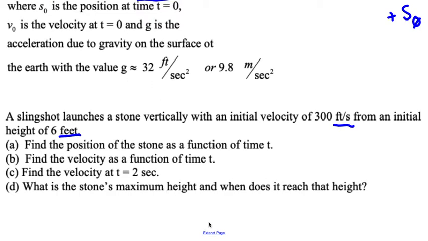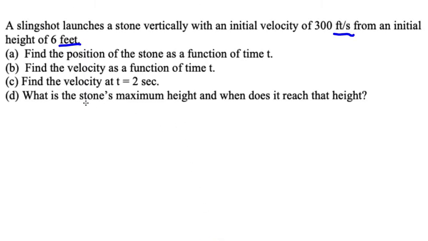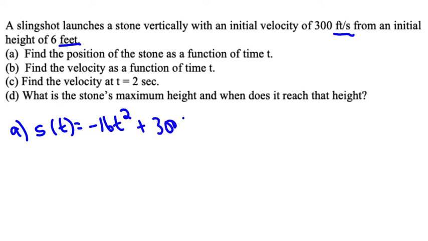Okay, so I did not leave myself space to do these problems here, so I'll just write them down here below. So A, find the position of the stone as a function of time. So S of t is equal to -1/2 times 32. Like I said, these are typically going to start out at -16t squared, plus 300t plus the initial height, which was 6.